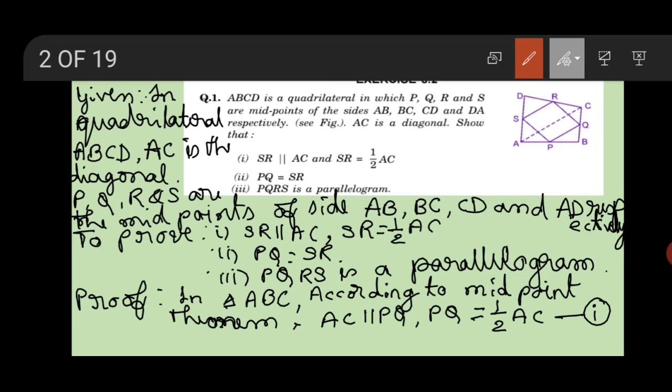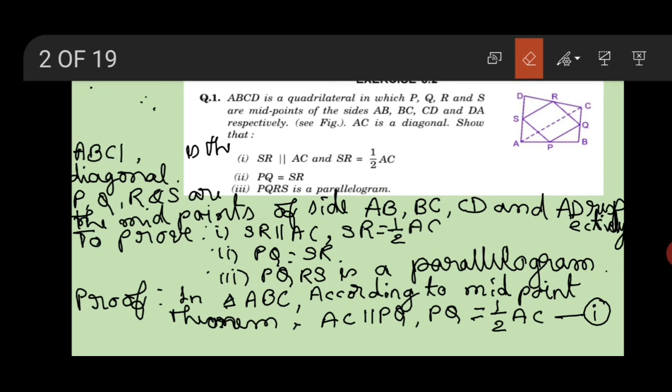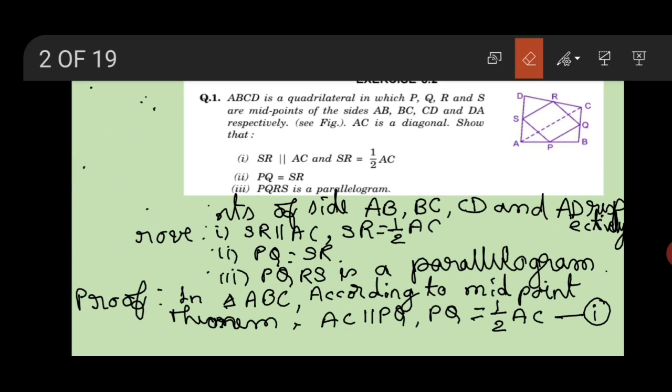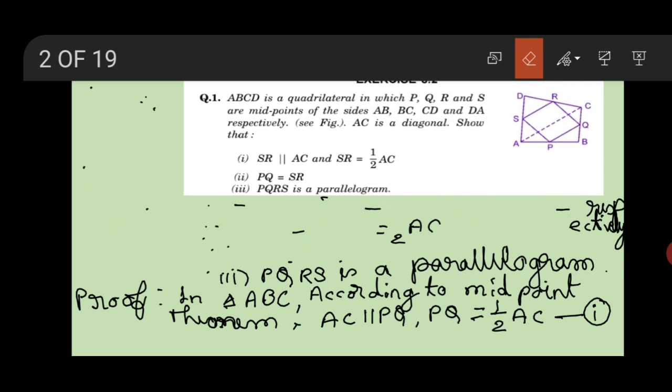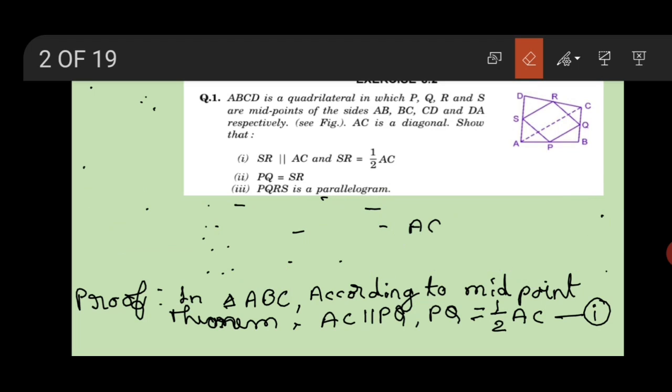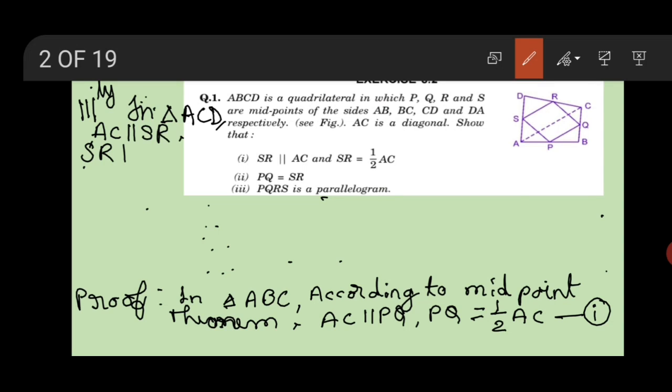Similarly, in triangle ACD, according to midpoint theorem, AC is parallel to SR and SR is equal to half of AC. Take this as equation number 2.